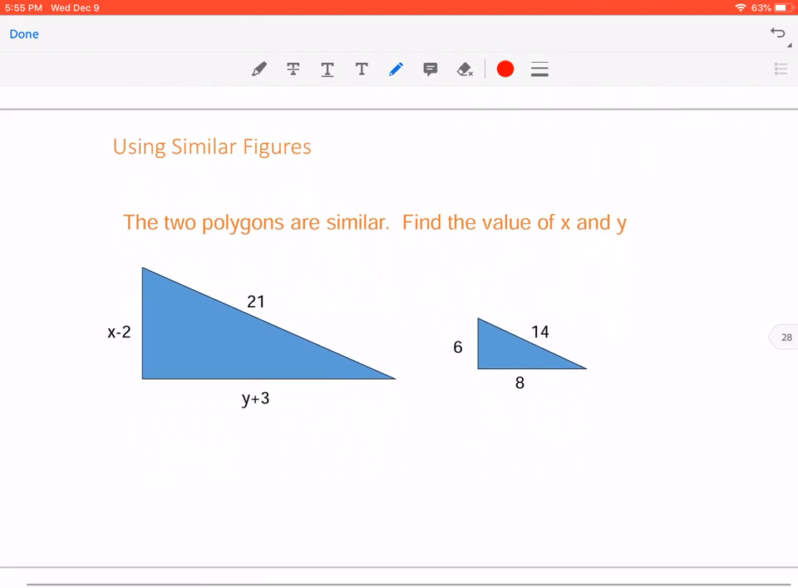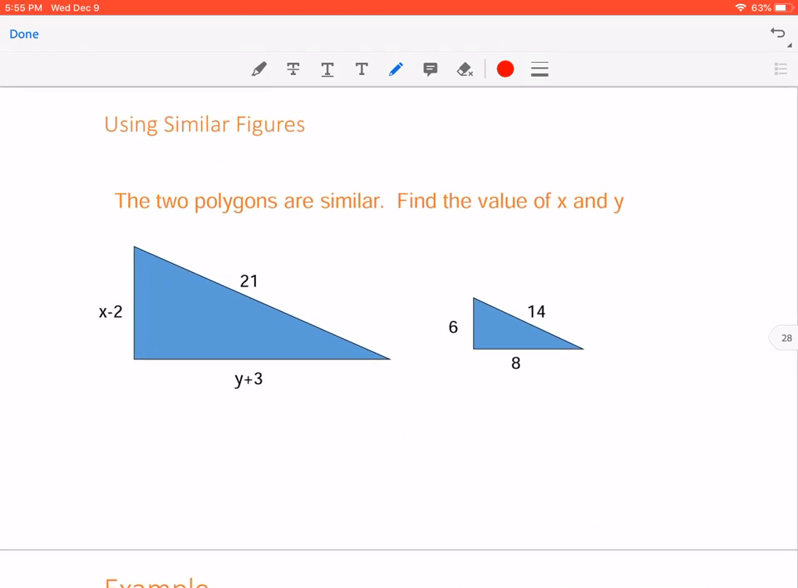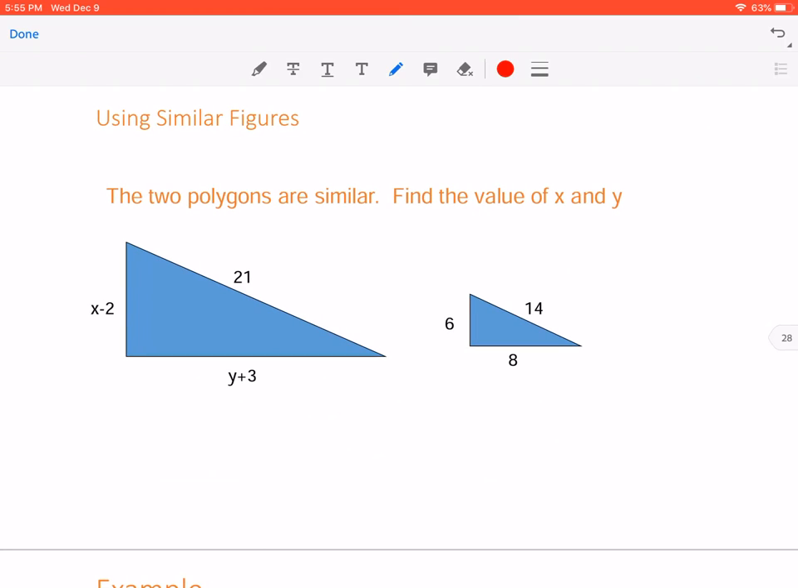Here you might have to set up the proportion because now you have some binomials. This is why we did those proportions earlier with binomials. So they're telling you they're similar. Now you've got to solve for the missing variable. Let's solve for x first. In order to do these problems, find out who your match is. Y plus 3 and 8 is not a good match because I don't have definite numbers, so I don't want to do that. X minus 2 and 6 is a match, but it's not a good one to start with. Find your definite match. Your definite match is 21 and 14.